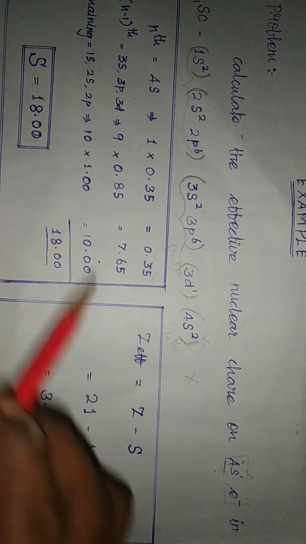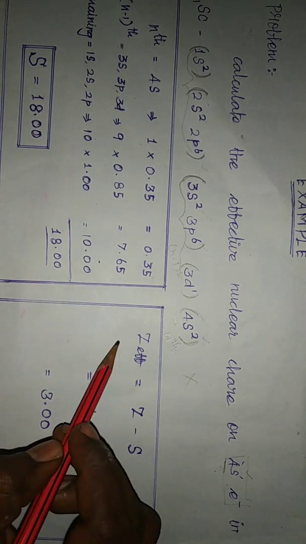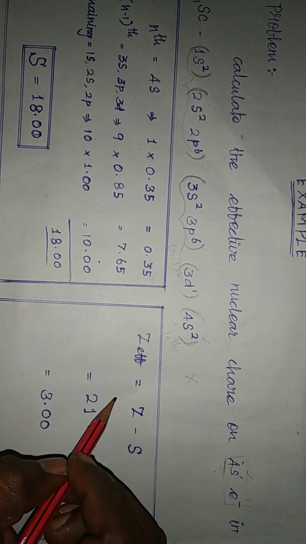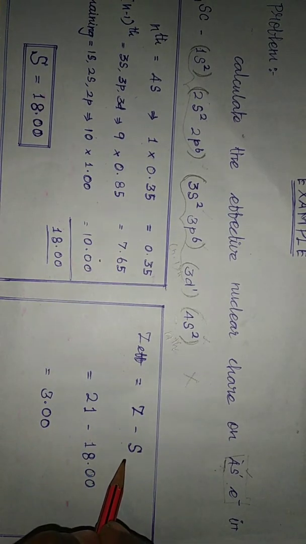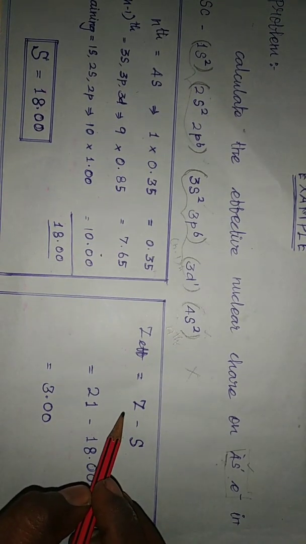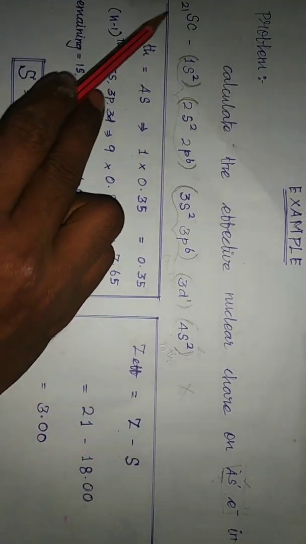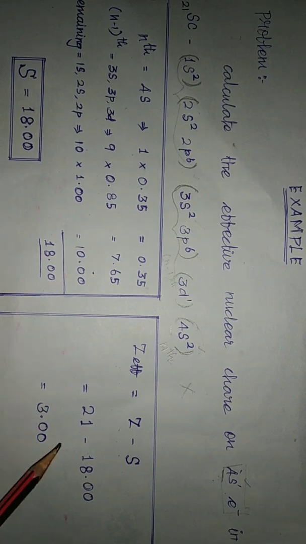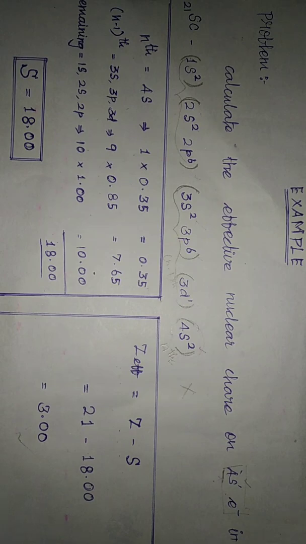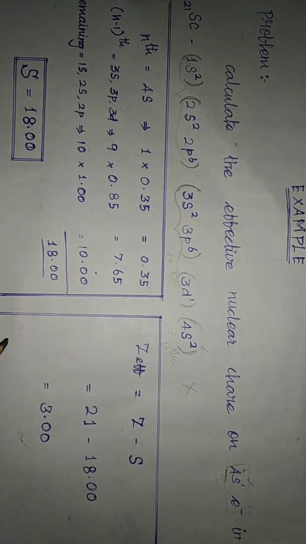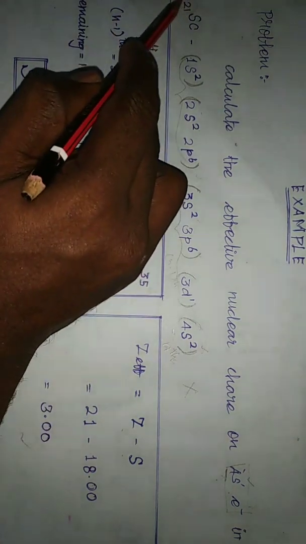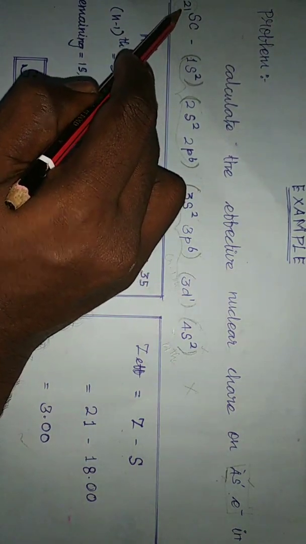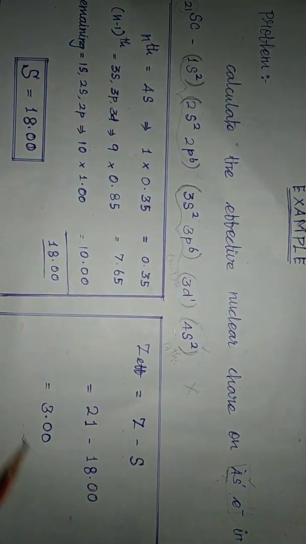Now we can proceed to calculating the effective nuclear charge. What's the formula? Zeff is equal to Z minus S. Z is the atomic number. The atomic number of scandium we have seen is 21. So 21 minus the S value we have found, 18. 21 minus 18 equals 3. This is the effective nuclear charge of the electron in the 4s orbital. So the actual nuclear charge is 21, but how much does the last 4s electron actually get? Only a charge of 3.